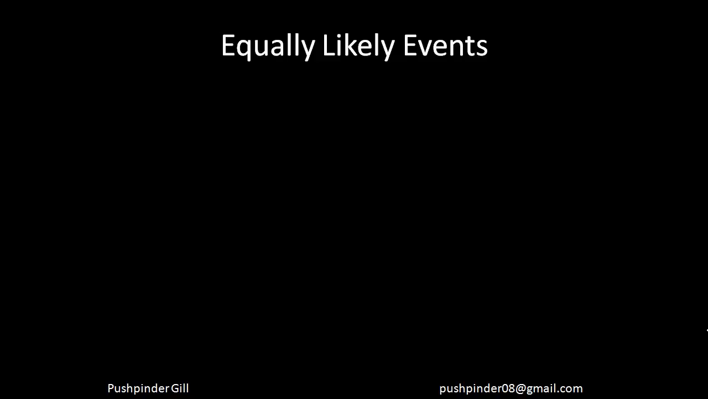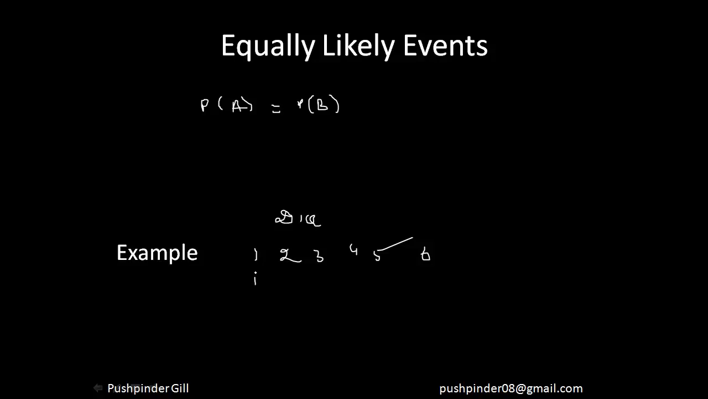Now let's move forward. The next is equally likely events. Equally likely events are events which have the same probability. Let's suppose there is event A and event B. If the probability of event A happening is equal to the probability of event B happening, then they are equally likely events. For example, if I throw a dice, 1 can come, 2 can come, 3, 4, 5 and 6 can come, and the probability of each event is the same. Any number can come, so they are equally likely events.